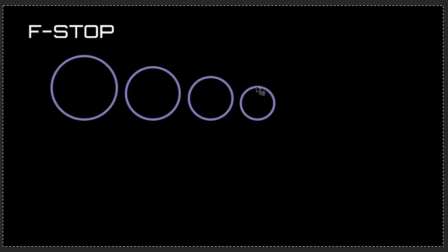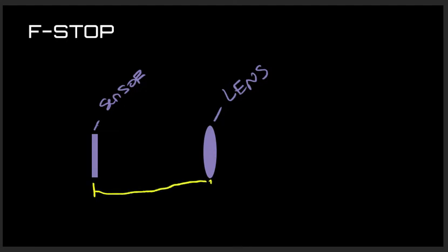Now, there's another concept that we need to worry about, which is focal length. So now, this is going to be the sensor, and this is the lens. So now, in the camera, the distance between these two, not a very straight line, is called the focal length.